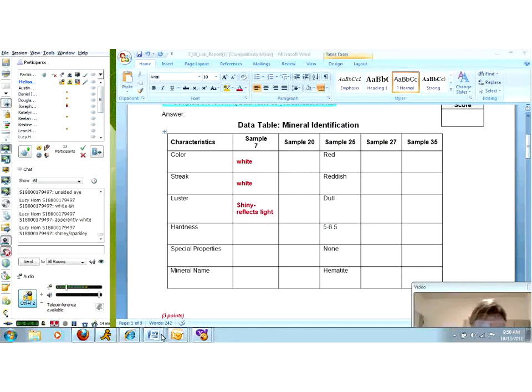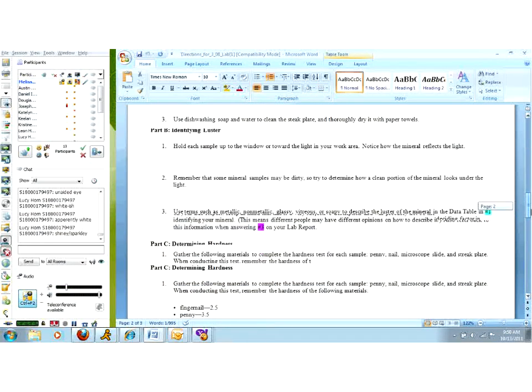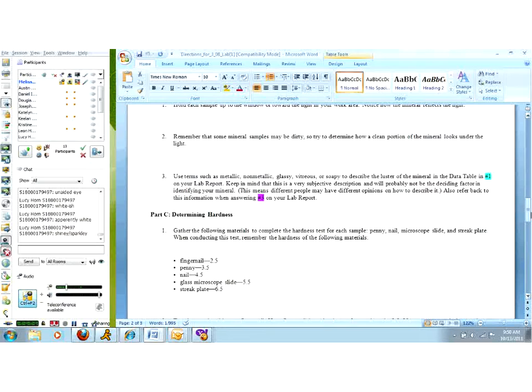Now we're going to look at hardness. This one, remember, is a range. We can't give an exact number. We're giving a range. We're going to gather the following materials. Fingernails. So I'm just going to use my beautiful, unpolished fingernail. A human fingernail has a hardness around 2.5. So if my fingernail can scratch my sample, does that mean the hardness is greater than or less than 2.5? If my fingernail can scratch, right, less than, okay?